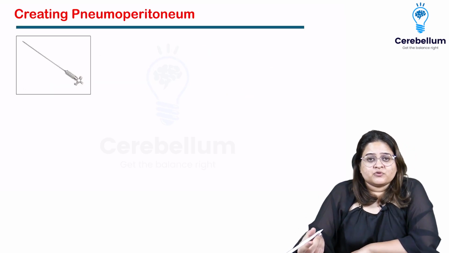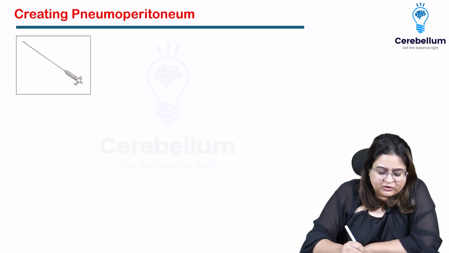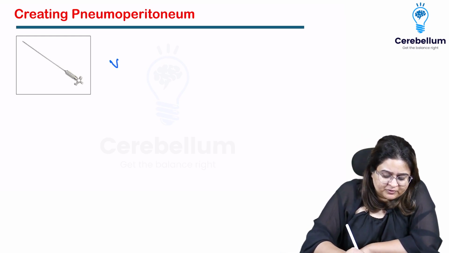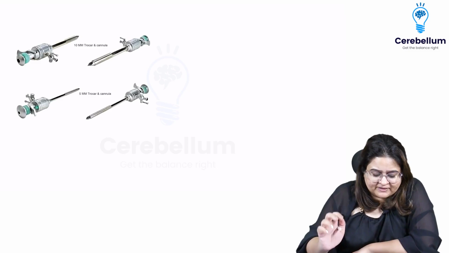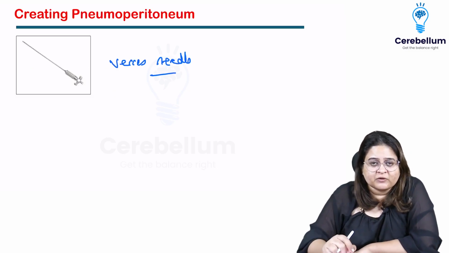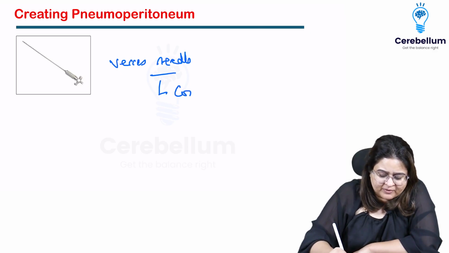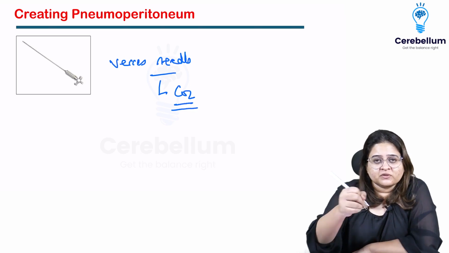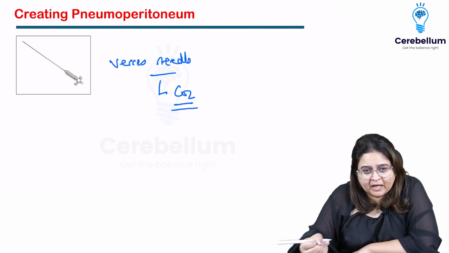Now, when you're doing a laparoscopy, the first thing is you create pneumoperitoneum. How do you create pneumoperitoneum? Using this instrument. This is a Veress needle, okay? Once it's inside the peritoneal cavity, you attach the carbon dioxide tubing to it, which through the insufflator will insufflate the abdomen.